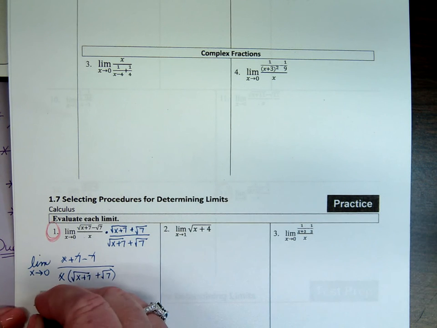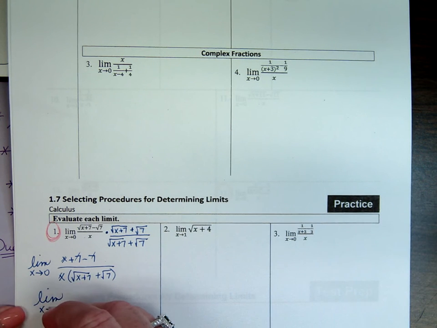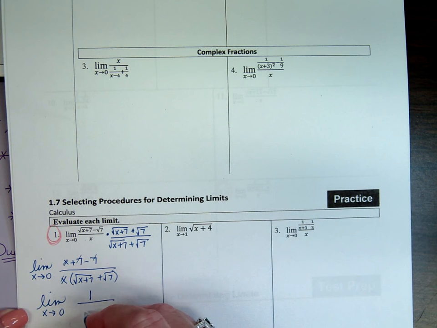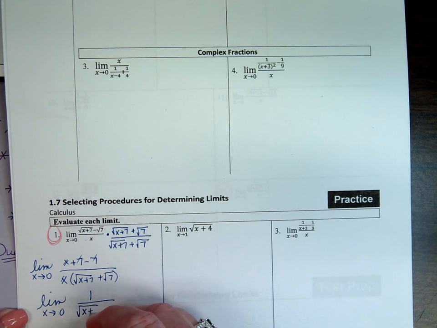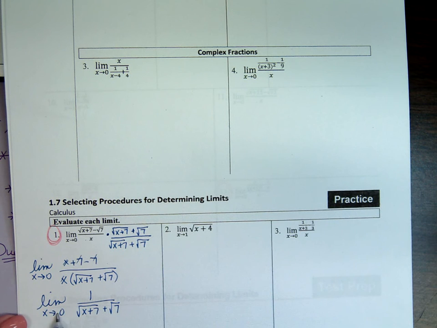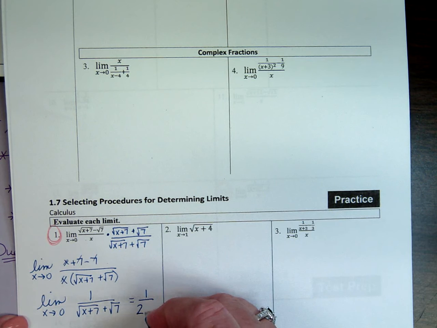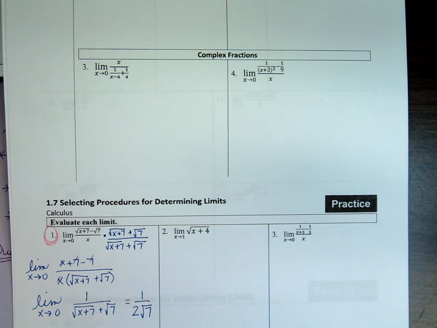And so what I want to know for sure is what's the limit as x approaches 0 of 1, when everything cancels out, it's a 1, over the square root of x plus 7 plus the square root of 7. And then the hope is when I try doing direct substitution now, I'm going to get an answer. So I'd plug the 0 in, I get the square root of 7 on the bottom, another square root of 7. How many square roots of 7s do you have? You got 2 of them. So 1 over 2 square roots of 7 is your final answer for that one.